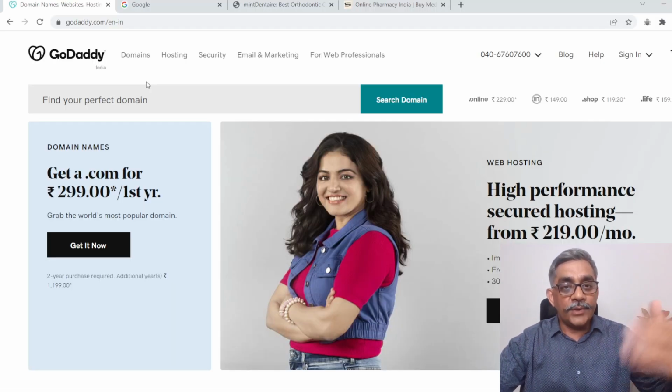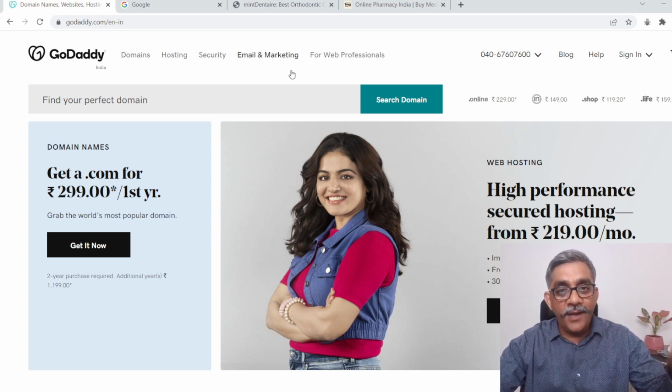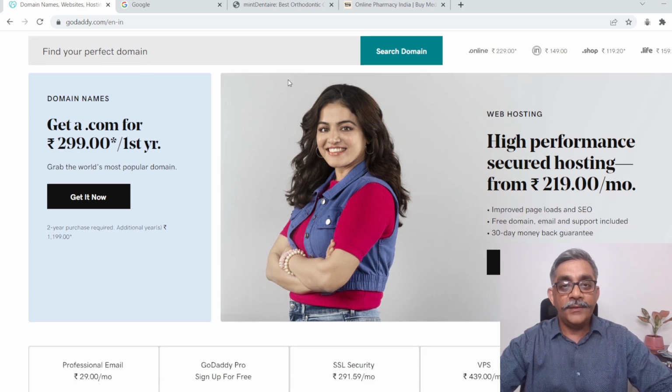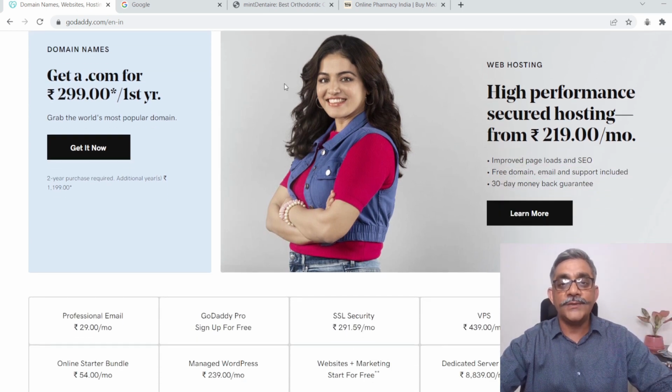So on this website, what you see at the top is typically the header, and the header would have what are known as menu items, and most of the times the header remains constant. Then what follows below is the body.